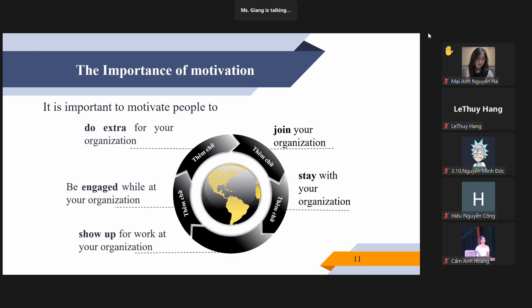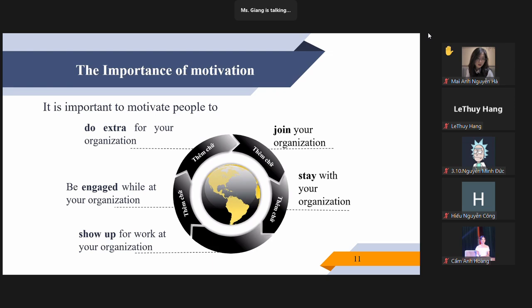If you lose motivation, you will be like a zombie in the workplace. You will not want to work. You just want to work enough. You don't want to contribute more because it means that you will need to put in more effort. So you lose your motivation and you don't want to put in more effort. You don't want to work more for the organization.